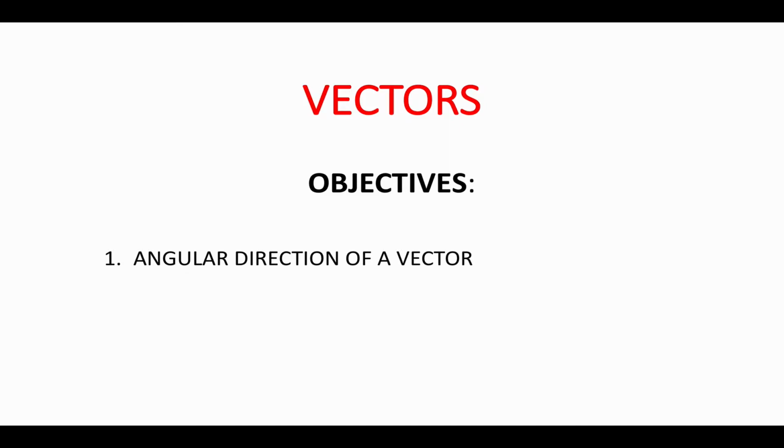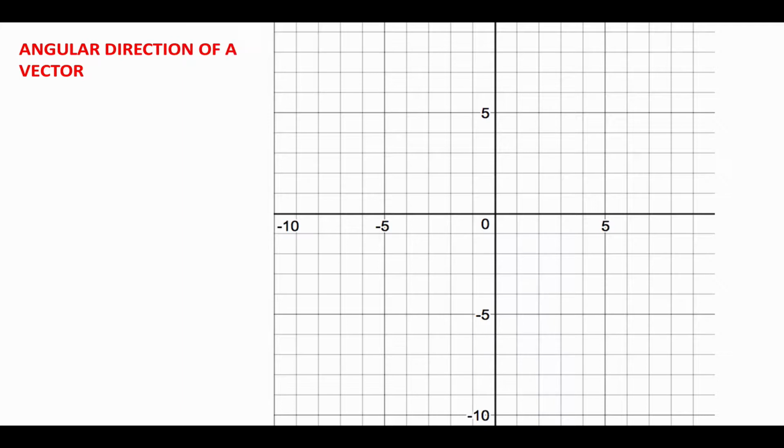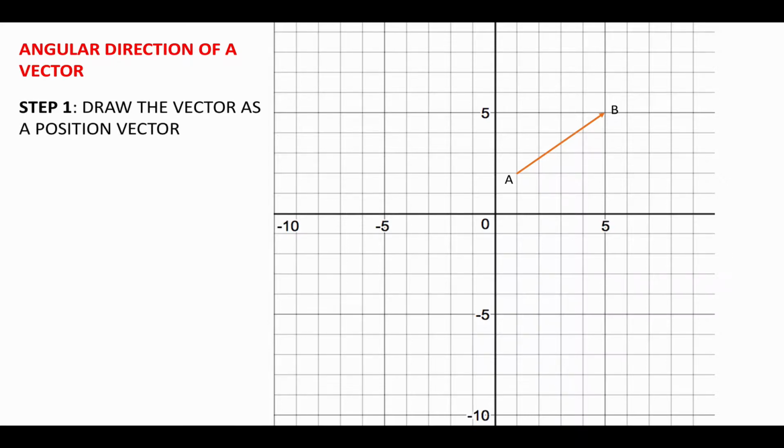Good day everyone, this is the last part of the vector series and we will be talking about the angular direction of a vector. Now suppose we have a vector AB. The first step is to draw AB as a position vector. So then the position vector would look like this.